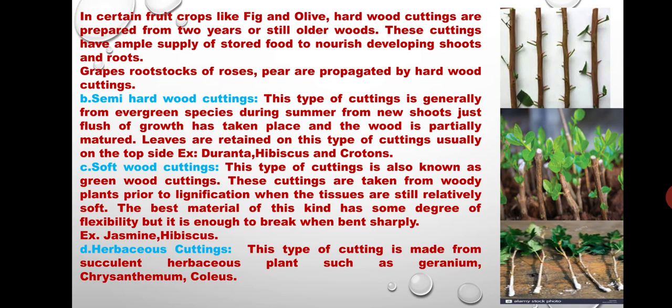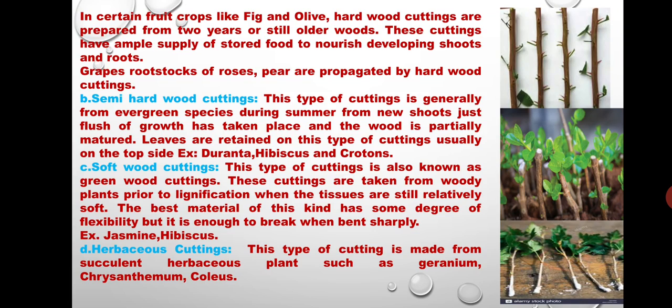Semi-hardwood cuttings. This type of cutting is generally made from evergreen species. During summer, from new shoots where a flush of growth has just taken place and the wood is partially matured. Leaves are retained on this type of cutting, usually on the top side. The best examples are Duranta, hibiscus, and crotons.